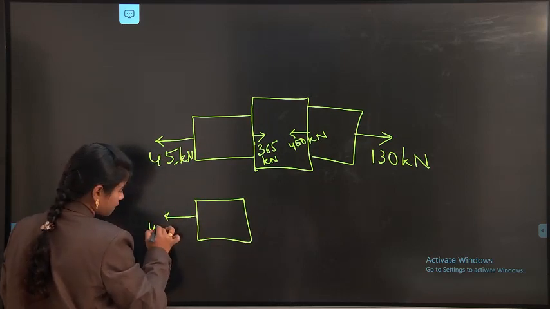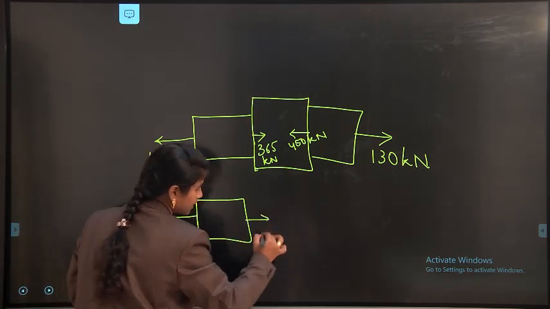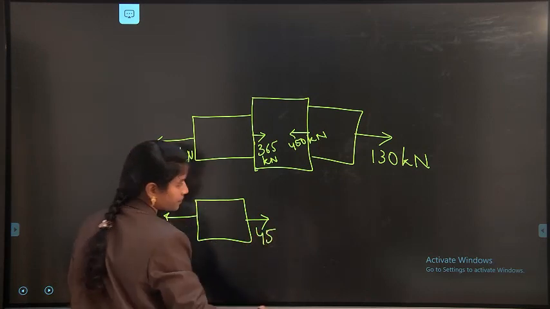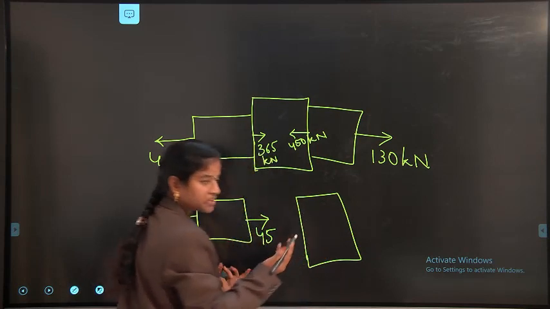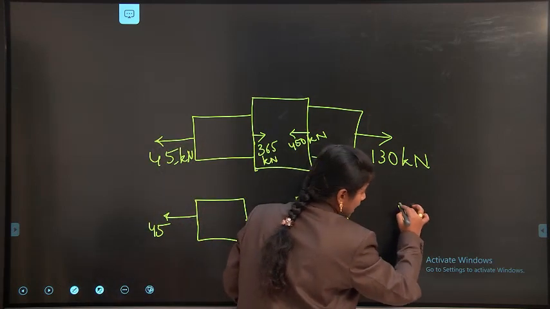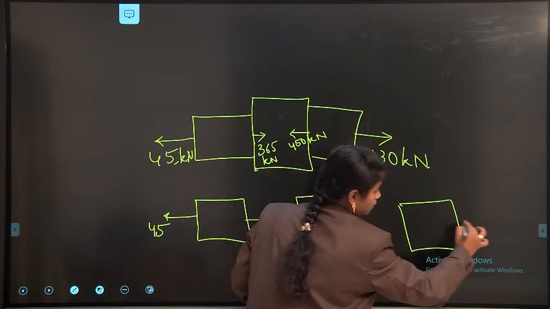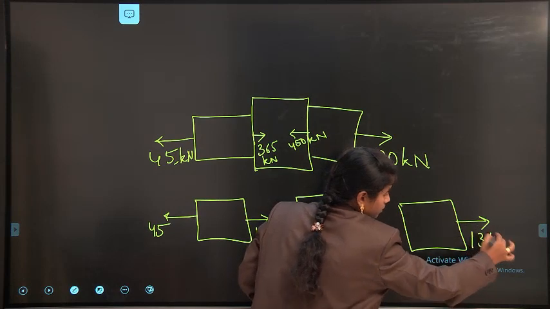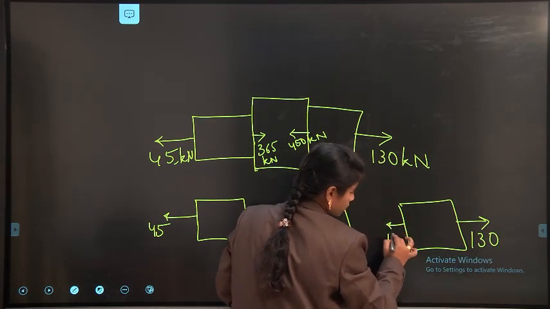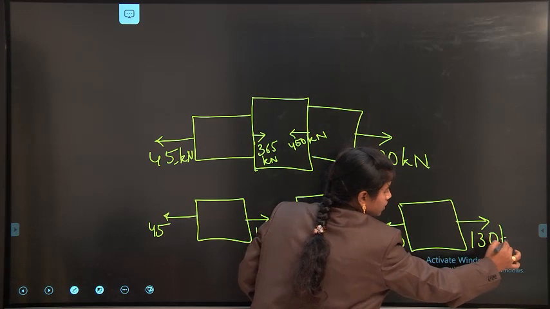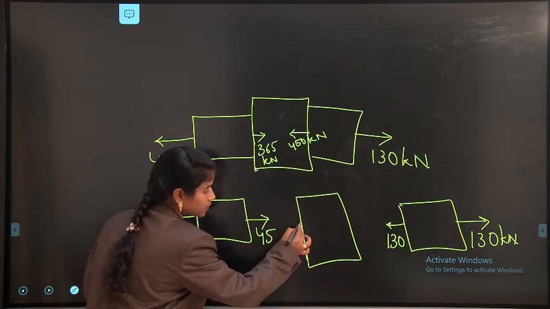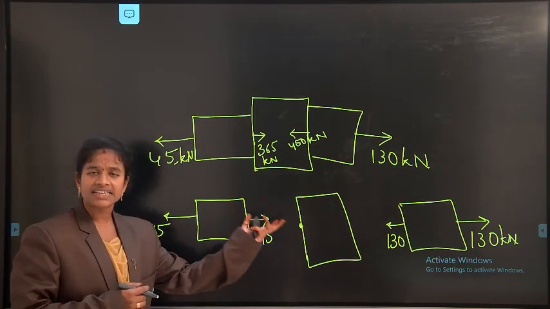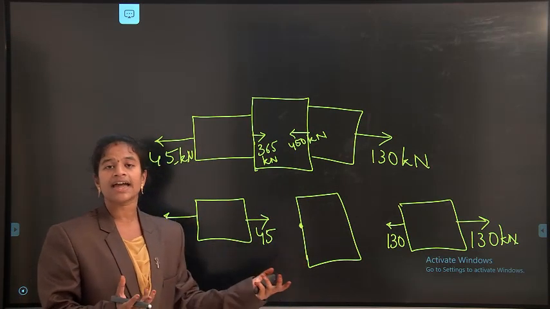Only 45 kilonewton I have taken out. This way 45. In between, we have some segment that we don't know. And in the last, we have 130 kilonewton on both sides. Now, what is happening at this point? What is the net force, whether it is tensile or compressive, how is it acting?